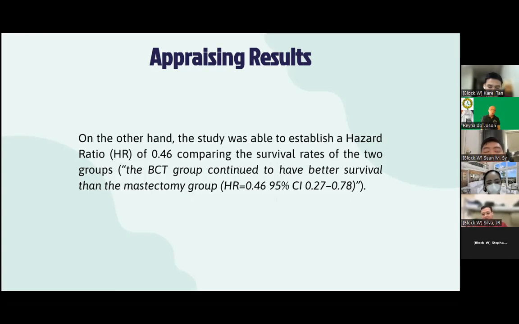However, the size of the positive effect is not statistically significant enough to say that breast conservation therapy plus radiotherapy is statistically significantly superior to mastectomy alone. However, it is able to establish that it is non-inferior. Next slide, please.